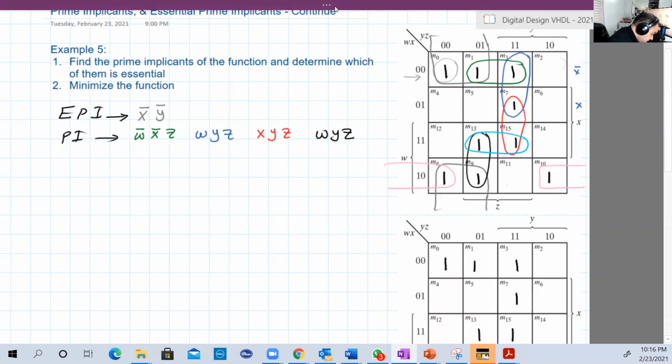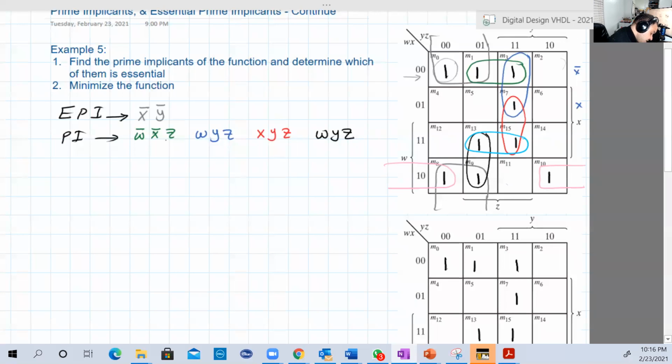The cyan is not essential. The cyan is W, X, Z. Y is changing. The gray is already taken. Now the pink one is essential, basically because that guy is not contained with any other group. Okay, so the pink is, let's write this, W, X bar, Y is changing, but Z is not.